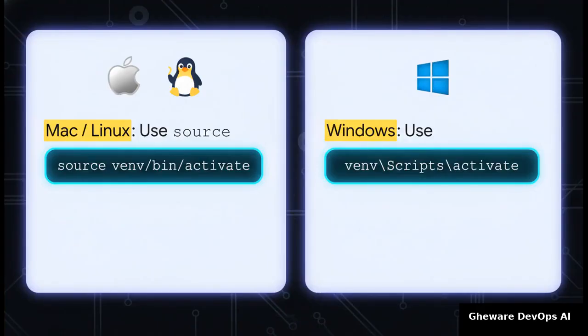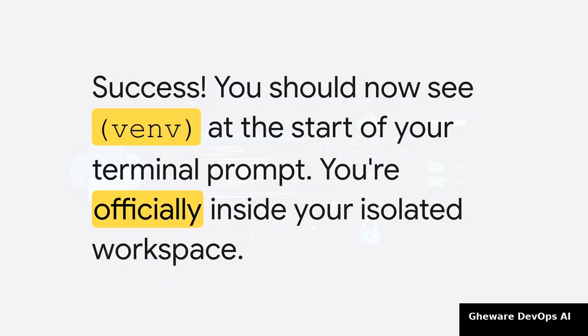So we've built the room. Now it's time to step inside. This is what we call activating the environment. The command's just a little different depending on your system. If you're on a Mac or Linux, you'll type source venv/bin/activate. If you're on Windows, it's venv\Scripts\activate. And boom, you'll know it worked because you should see (venv) pop up right at the beginning of your terminal prompt. That little prefix is your confirmation that you are now working inside your project's special isolated space. It might seem small, but this is a huge step.